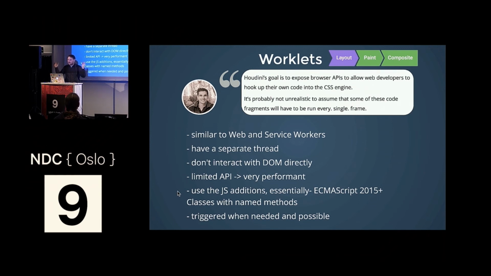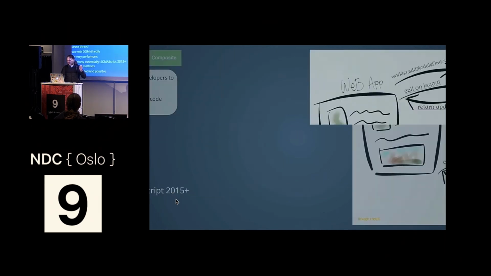And today we have ECMAScript 6, 7, and so on. We have classes. Essentially, it will be ECMAScript classes with named methods. You will see code which is close to what you use in your code bases with Babel and so on. So your code will be triggered when needed and possible.